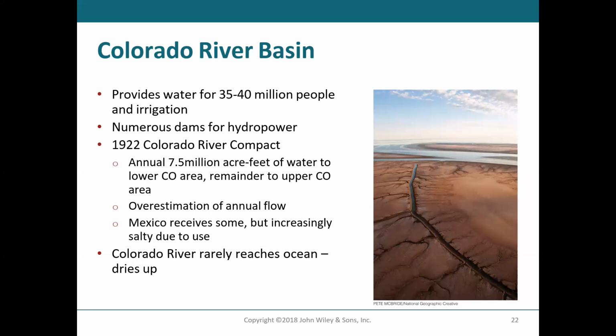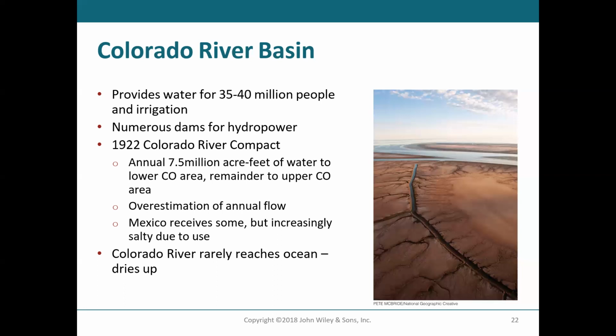And there have been numerous dams, including the Hoover Dam, which a lot of people know of, to produce hydropower, to create drainage basins and mini lakes. One of the most important treaties that regulate the Colorado River is the 1922 Colorado River Compact, which stipulates an annual allotment of 7.5 million acre-feet of water to the lower Colorado, aka California, Nevada, Arizona, New Mexico, and the remaining to the upper Colorado, Utah, and Wyoming.